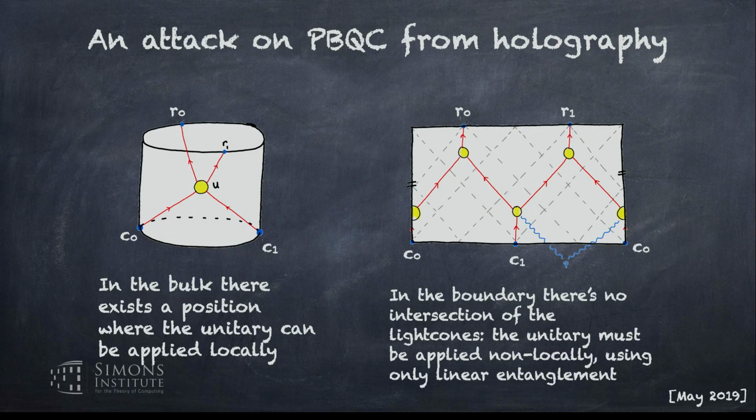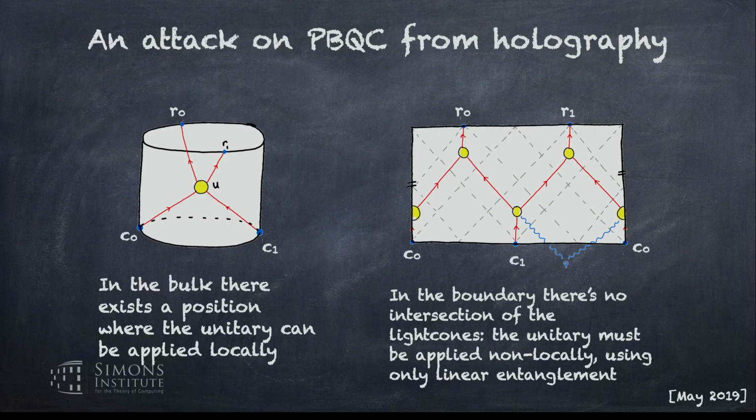And it turns out you can think of an attack on position-based cryptography in holography. So the idea is that in holography, you can come up with input and output points on the boundary, such that you can come up with a position-based cryptography protocol where in the bulk there exists a position where this unitary can be applied locally, but on the boundary there's no intersection of the light cones where you can apply this unitary locally. But because AdS/CFT is a duality, if something is possible in the bulk, it's also possible in the boundary. And that implies that the boundary is doing some sort of non-local computation.